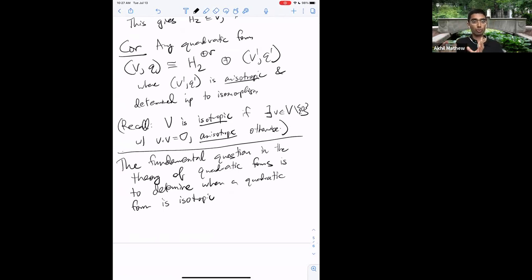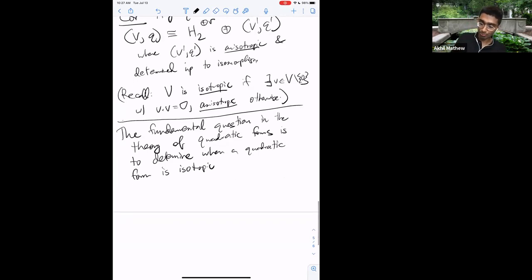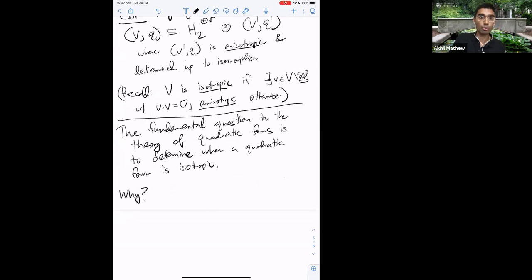So I guess what I mean by that is that suppose you have an oracle. You're working over some field, and you have an oracle that will tell you when a given quadratic form is isotropic. You hand it a quadratic form, and the oracle tells you whether or not it's isotropic. Then you can classify quadratic forms over the field, sort of inductively, at least. So when I say it's the quote-unquote fundamental question, I mean that this is a stronger question.